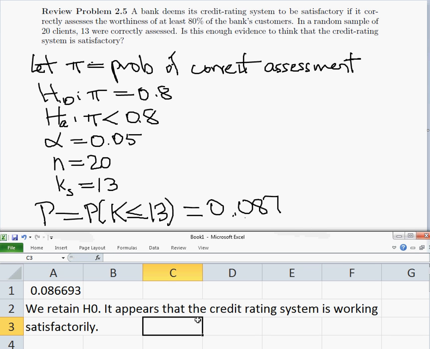Okay, so that is the procedure for doing this problem. We define the value of pi. The null hypothesis is that pi is equal to 0.8 in this problem. The bad thing to happen would be that pi is less than 0.8, so we call that the alternative. And then we assume the null hypothesis and see what happens.